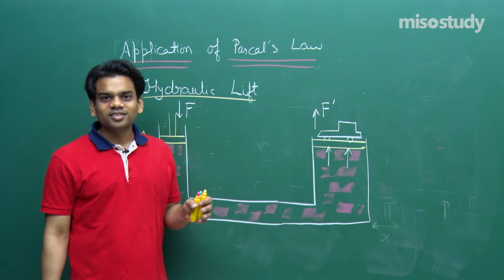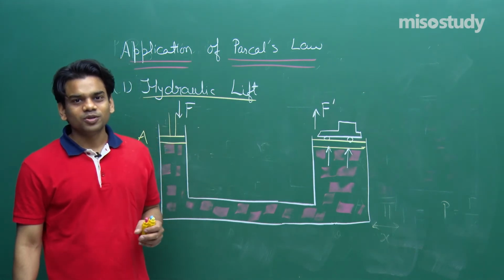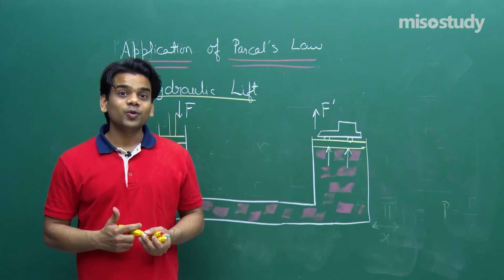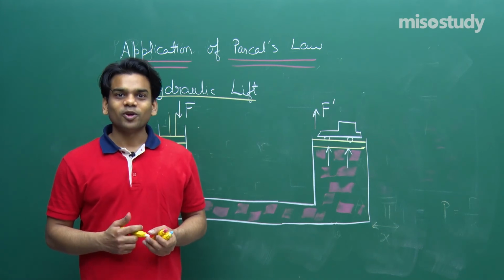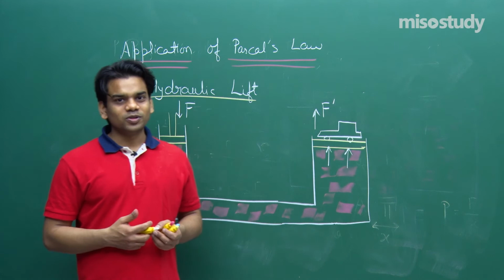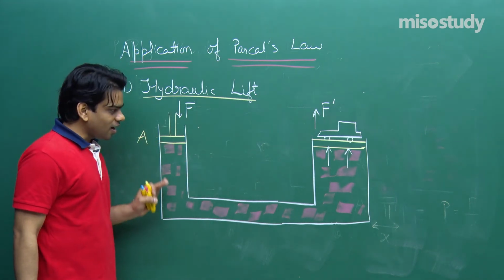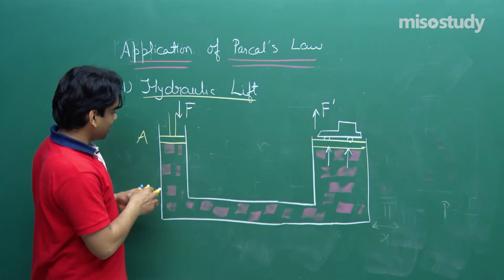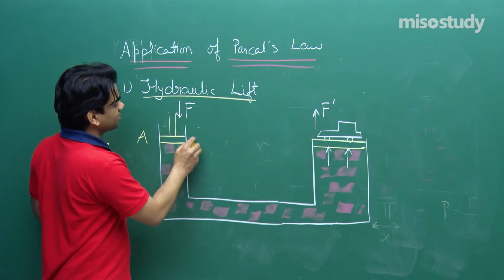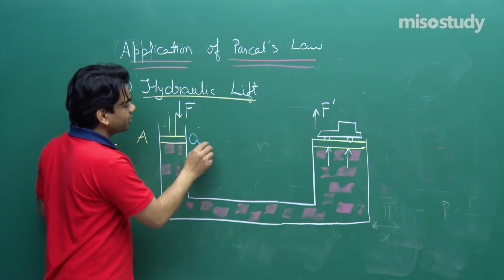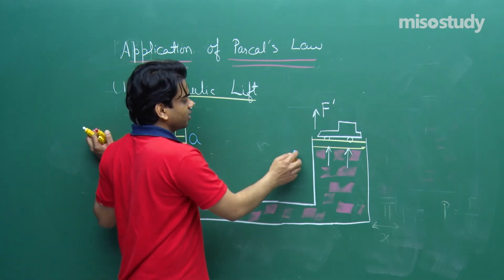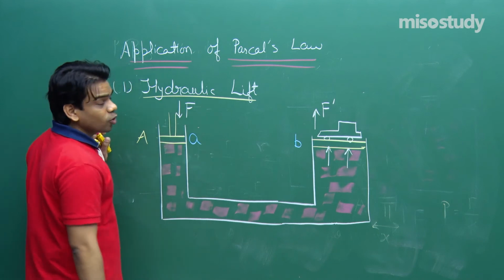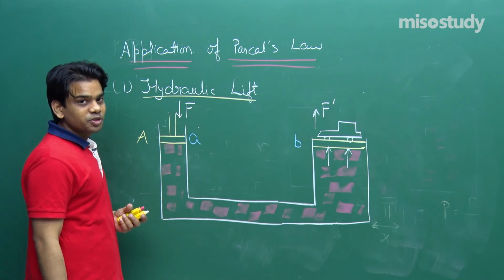But a car, let's say its weight is around 2 tons, around 2000 kg. How are you going to lift it? You cannot apply such a large magnitude force. So how will this arrangement help us? Let's say the face area at this part is given as small a, and here the face area is given as small b. Remember, I am talking about the area of cross section of the piston.